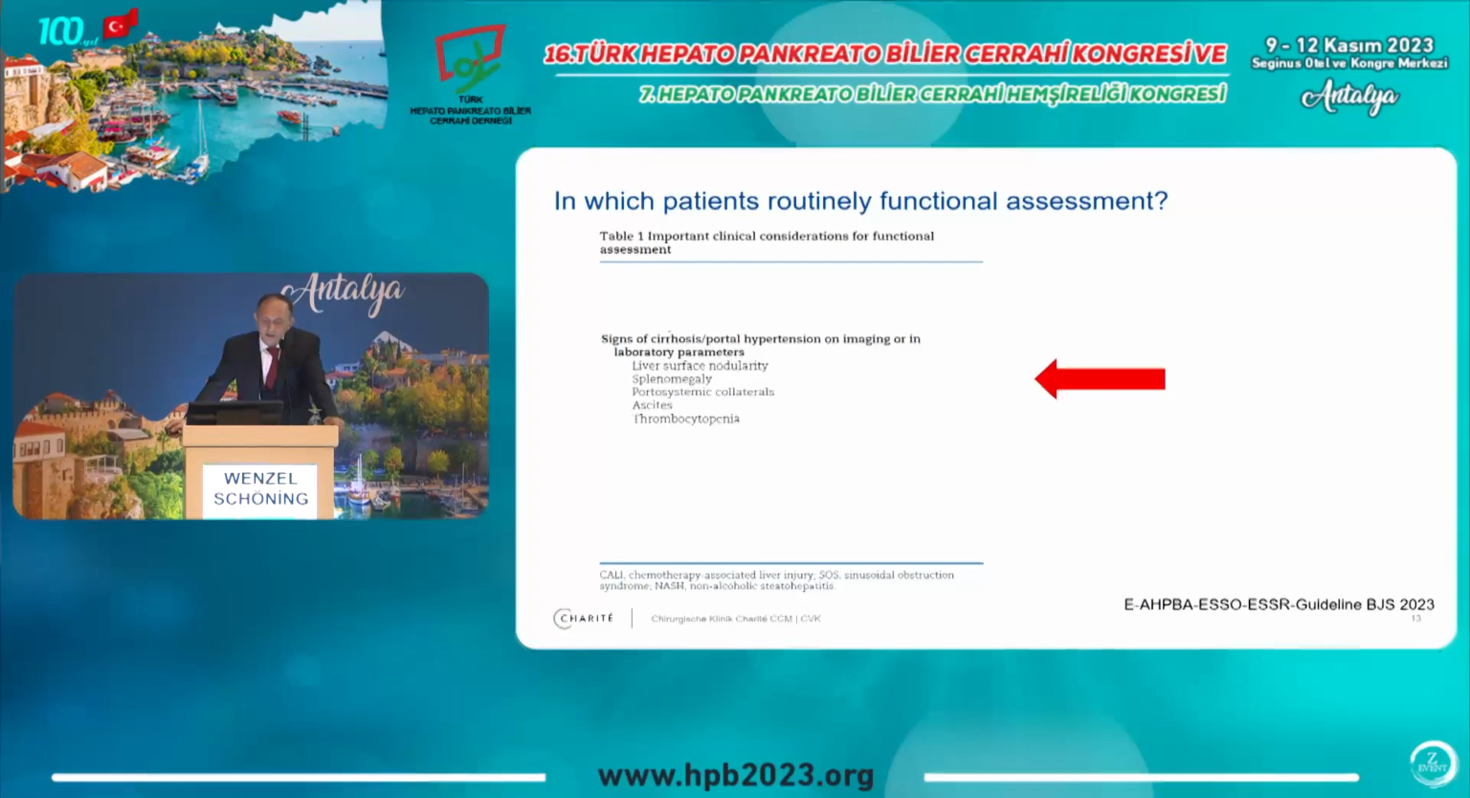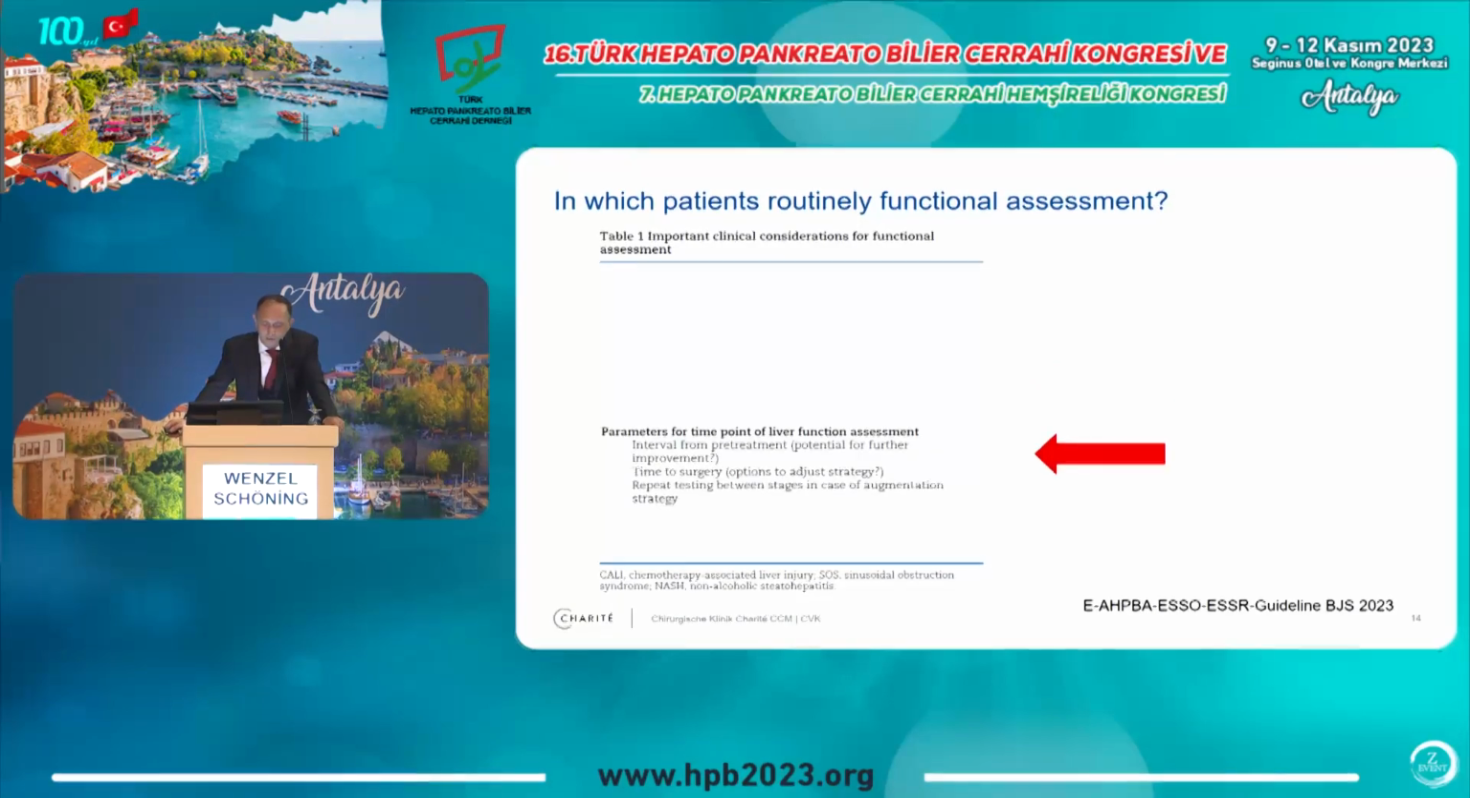Next thing, signs of cirrhosis or portal hypertension on imaging or in laboratory parameters. How can we see this? We have liver surface nodularity in the contrast-enhanced cross-sectional imaging. We have splenomegaly. We have portosystemic collaterals, ascites or thrombocytopenia. This is everything you should have a look at on your cross-sectional imaging.